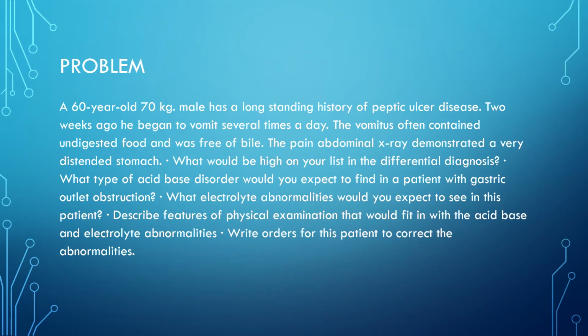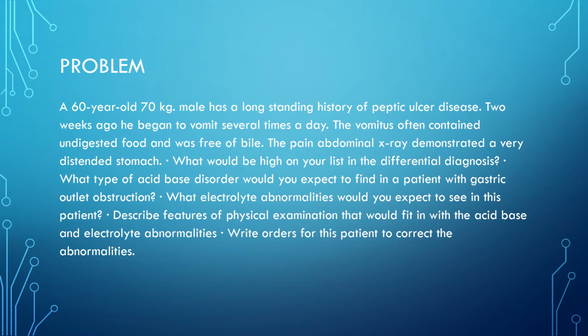Now revisit the patient presented earlier in the presentation. This is a 60-year-old, 70-kilogram male who has a long-standing history of peptic ulcer disease. 2 weeks ago, he began to vomit several times a day. The vomitus often contained undigested food and was free of bile. The plain abdominal X-ray demonstrated a very distended stomach.